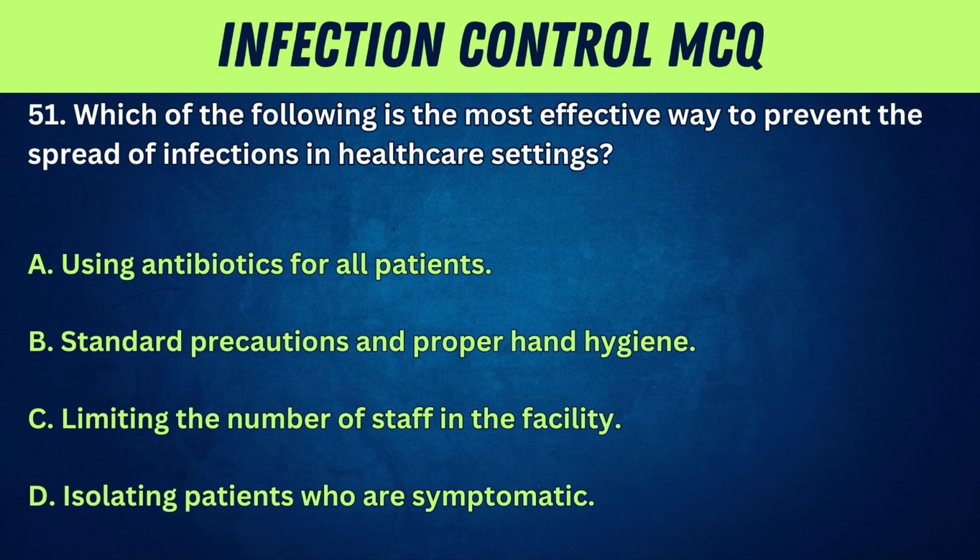51. Which of the following is the most effective way to prevent the spread of infections in healthcare settings? A. Using antibiotics for all patients. B. Standard precautions and proper hand hygiene. C. Limiting the number of staff in the facility. D. Isolating patients who are symptomatic.